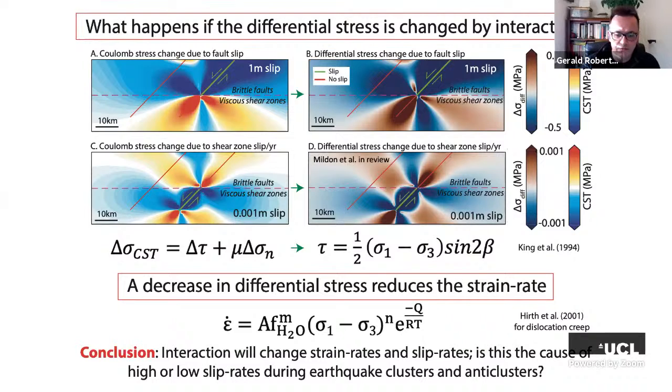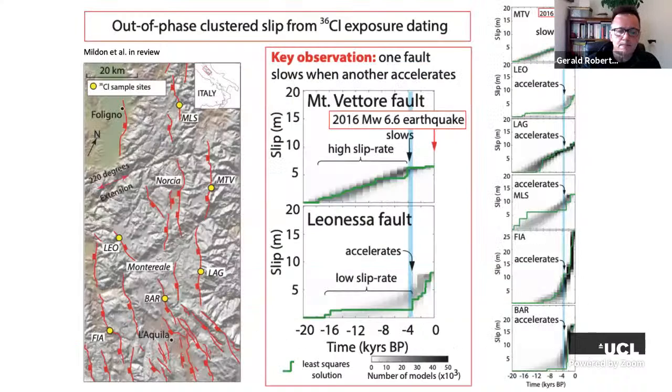So what we need is a field example with some earthquake clusters in it. And we would then use the slip rates in those clusters to model the changes in differential stress and see if we can actually see if this works, because what we need is a test of this hypothesis that I've just advanced. Next slide. So here we have some observations of clustering.